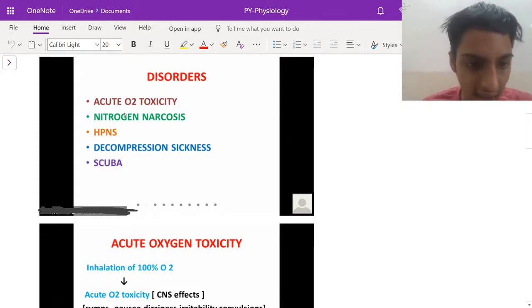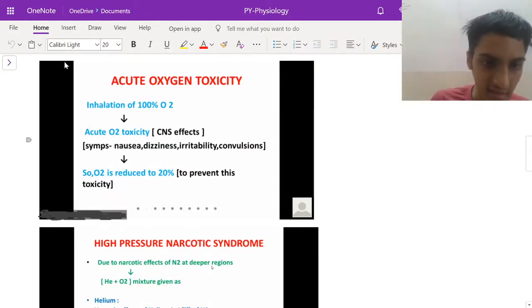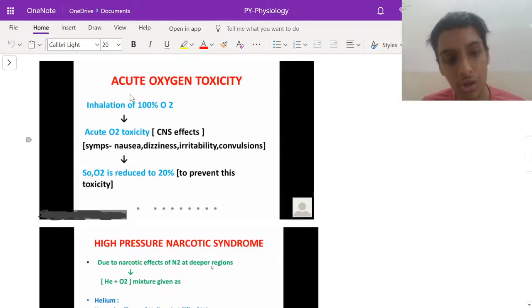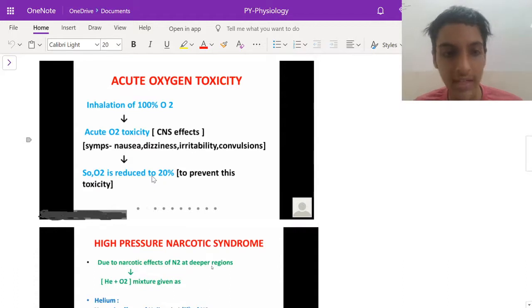decompression sickness and scuba. So acute oxygen toxicity, we have the inhalation of 100% oxygen causing the acute oxygen toxicity. And CNS effects are caused, which we will see. So oxygen will be reduced to 20% so that it is prevented.